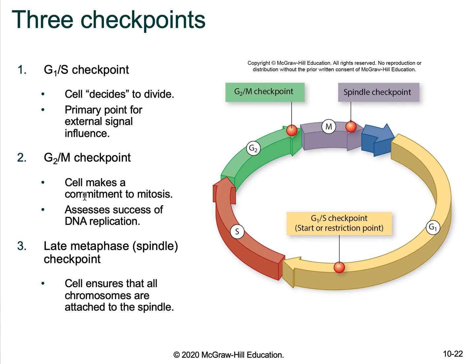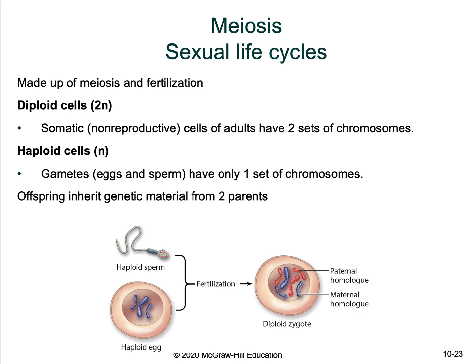Here it says the cells make a commitment to mitosis, and then also they assess the DNA, if the DNA was copied correctly, is basically what that is saying. So just try to remember that the cell cycle is probably one of the more important things I need you to remember. Versus meiosis.